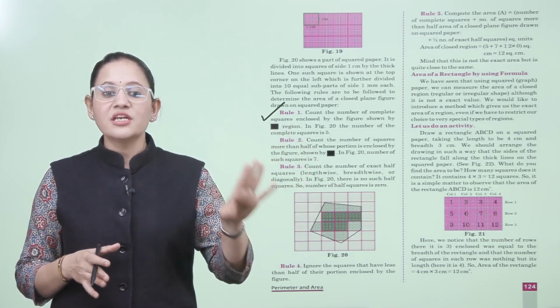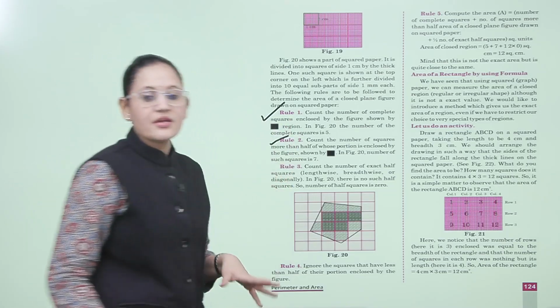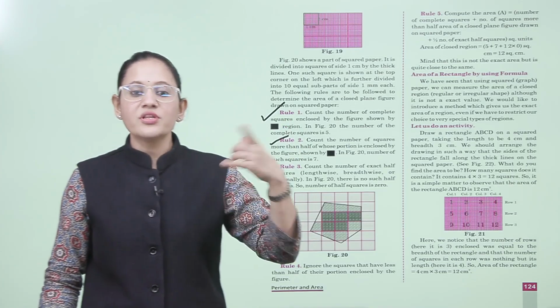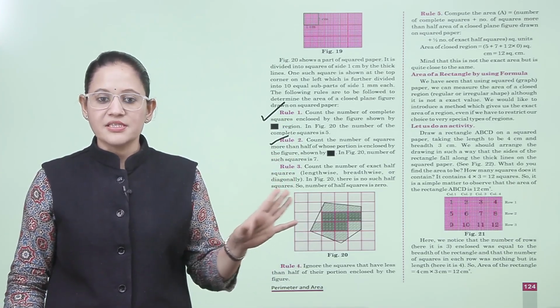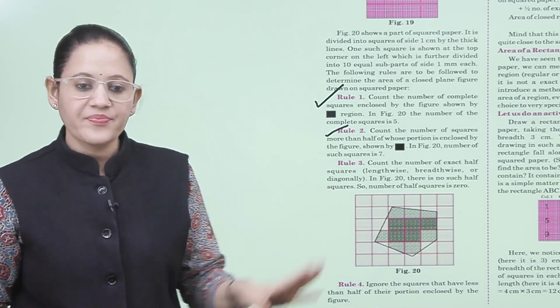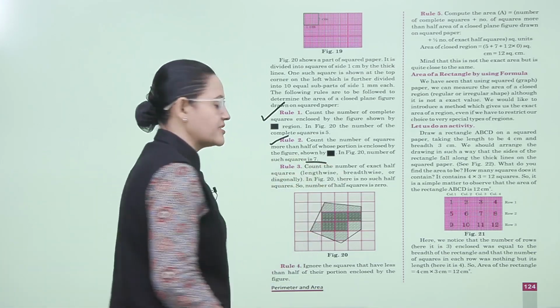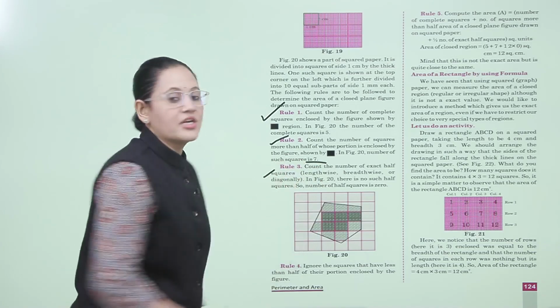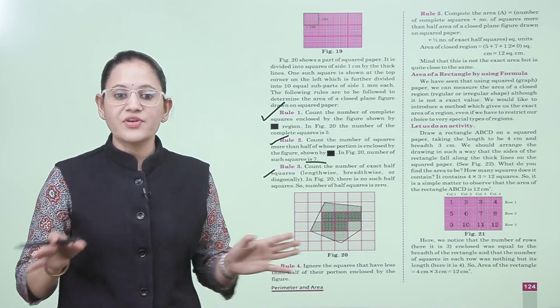Now we count the number of squares that are more than half enclosed. The number of squares whose portion more than half is enclosed by the figure is shown by this. In figure 20, the number of such squares is 7. So the number of squares that enclose more than half area is 7. Now we count the number of exact half squares, lengthwise, breadthwise or diagonally, in figure 20.